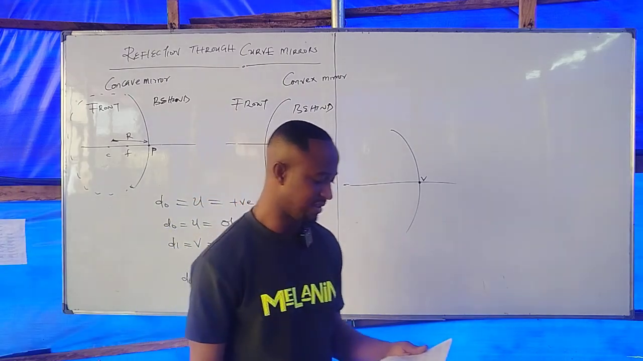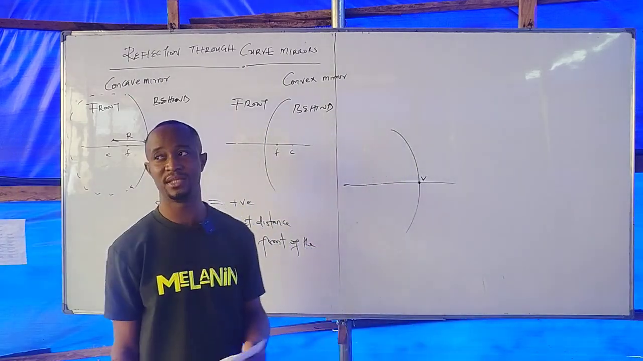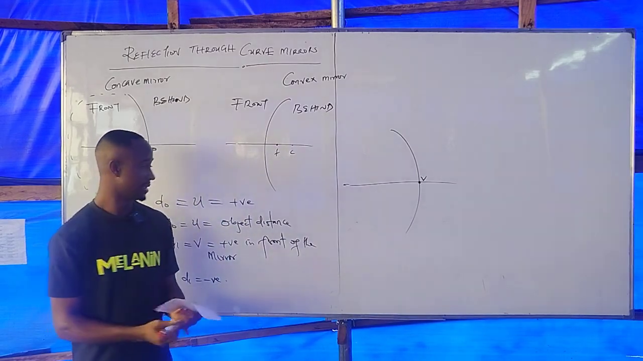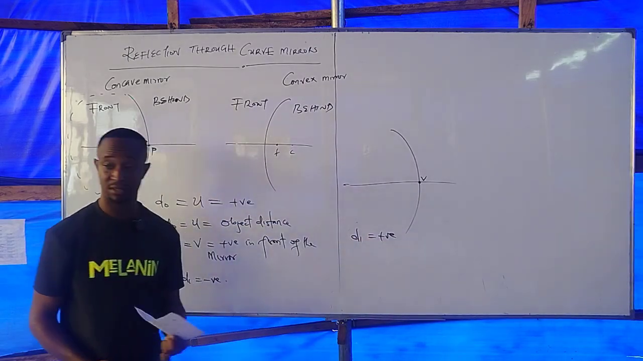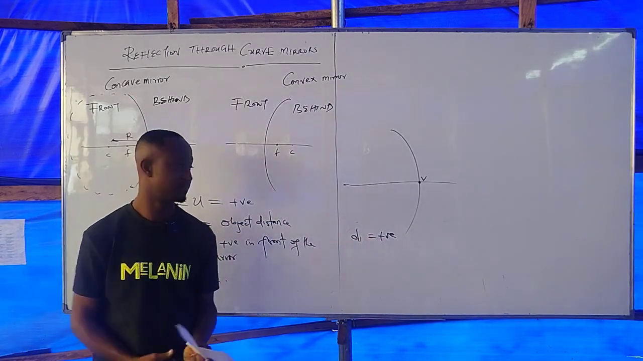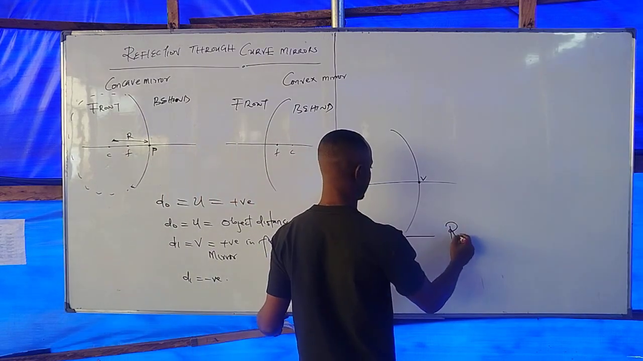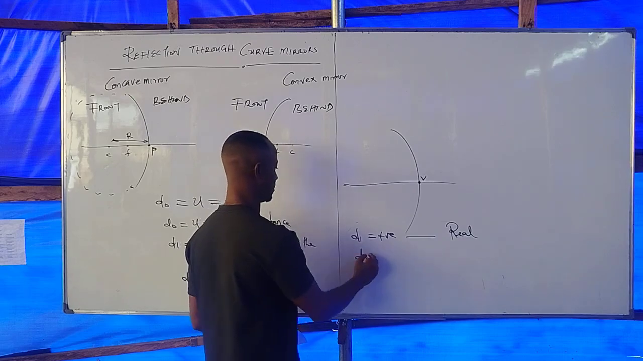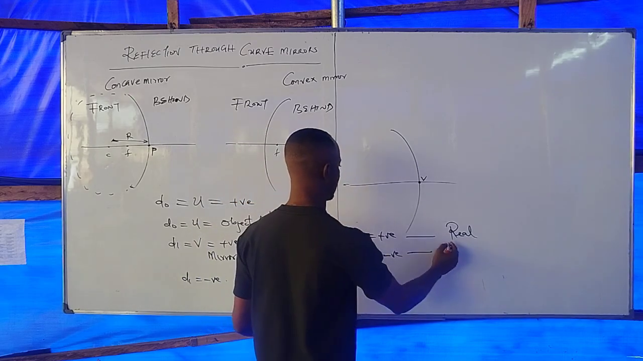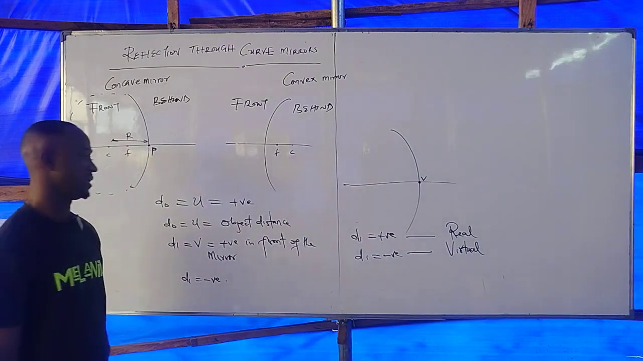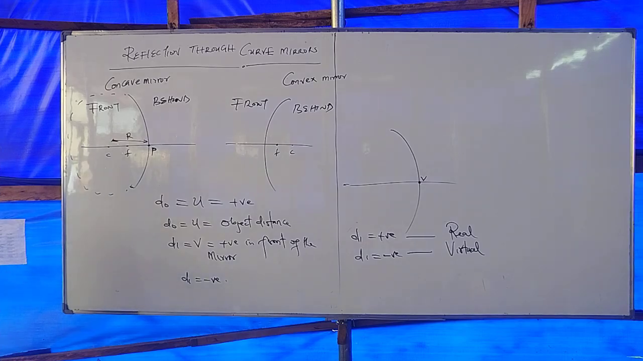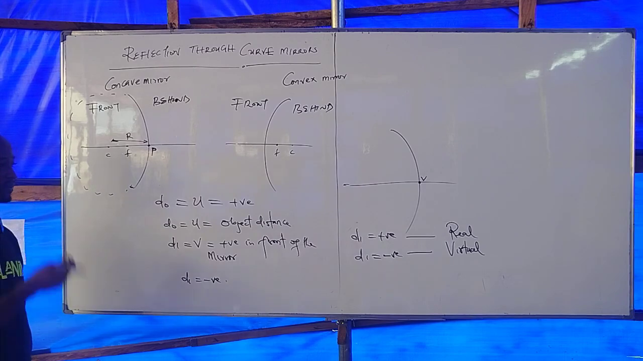Note that when DI is positive, that is just in this form, the image is real. But when DI is negative, the image is virtual. Virtual image and negative image. Whenever DI is positive, the image is real. When DI is negative, the image is virtual.